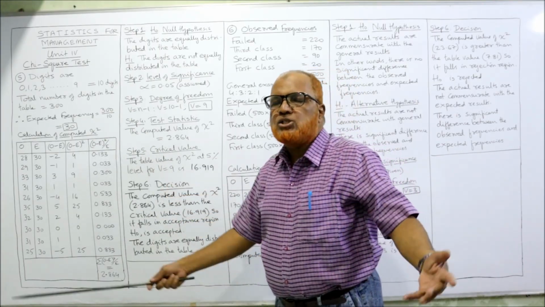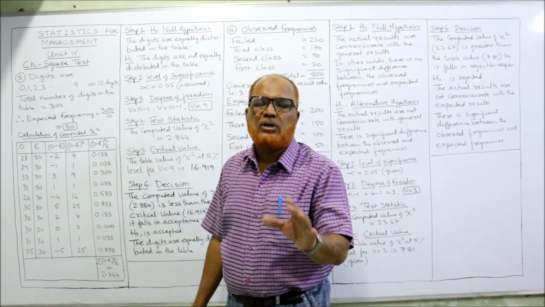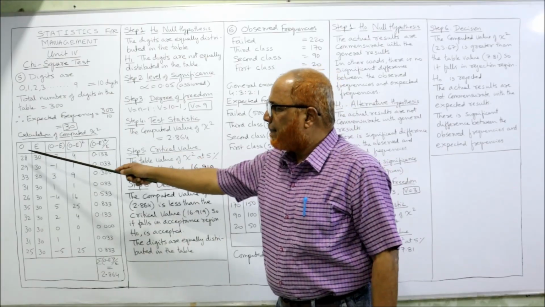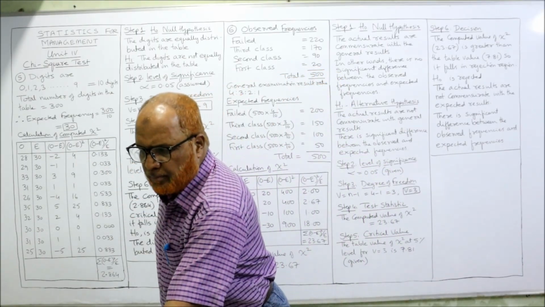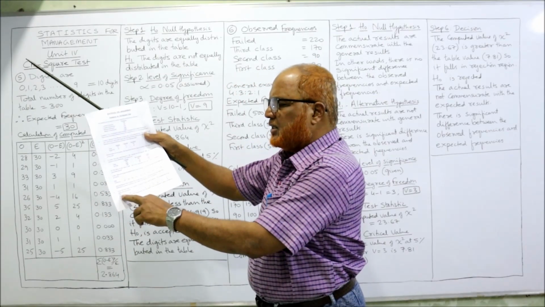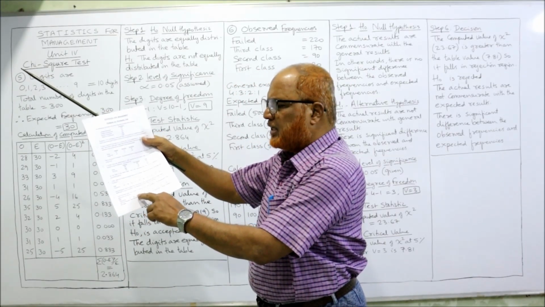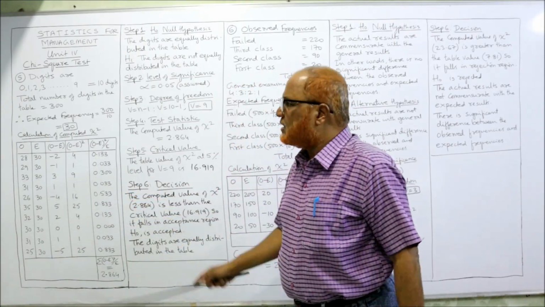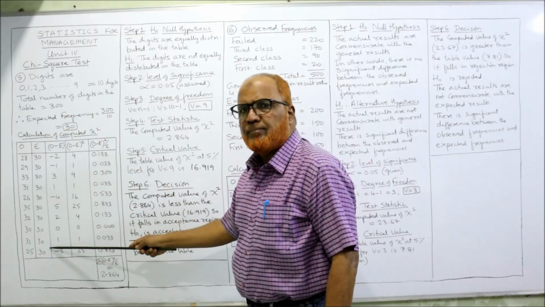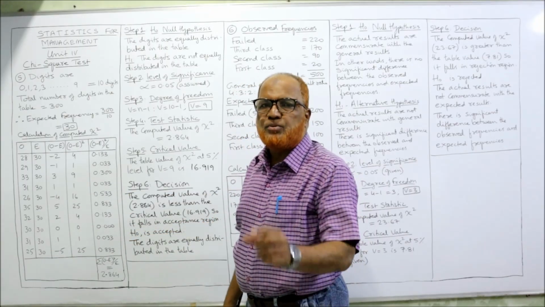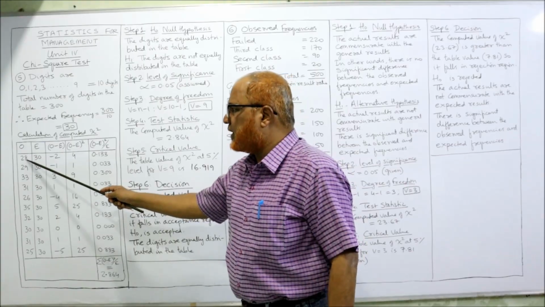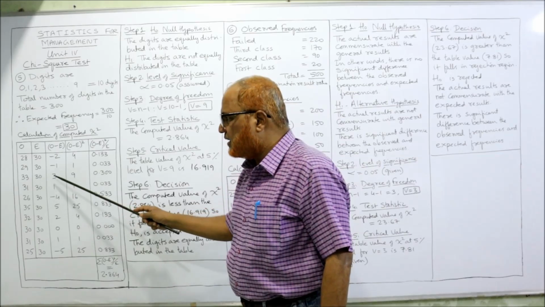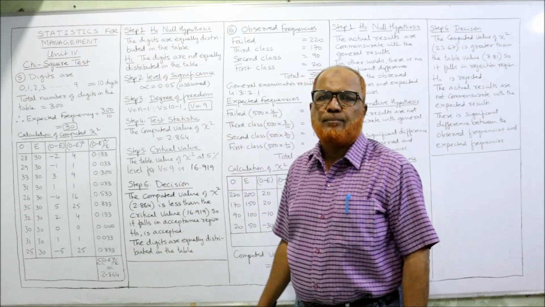Now we prepare the table as usual to find the computed value of chi-square. Here O is the observed frequency, which is given in the problem. I have copied the same: digit 0, 28 times; 1, 29; 2, 33. The expected frequency is 30, which we just calculated. Now O minus E, observed minus expected frequency: 28 minus 30 is minus 2, 29 minus 30 is minus 1, 33 minus 30 is 3, like that.